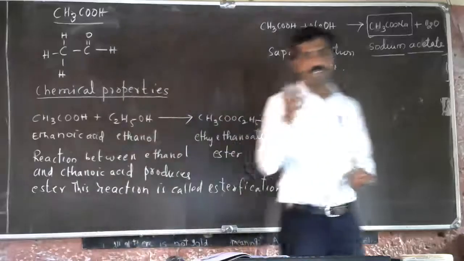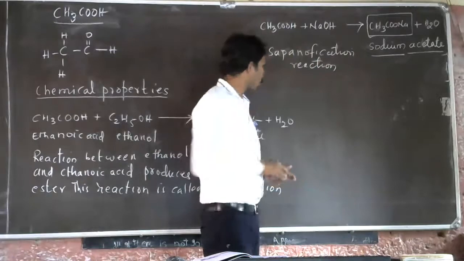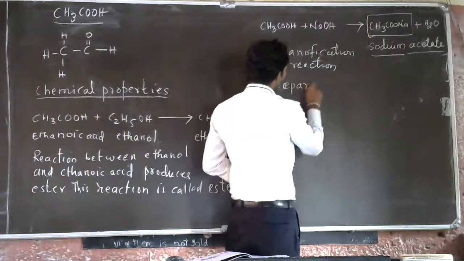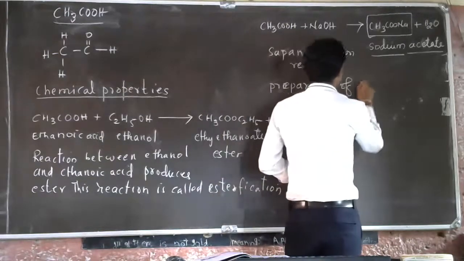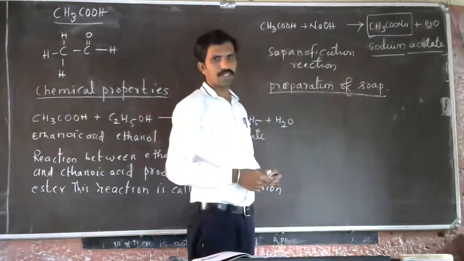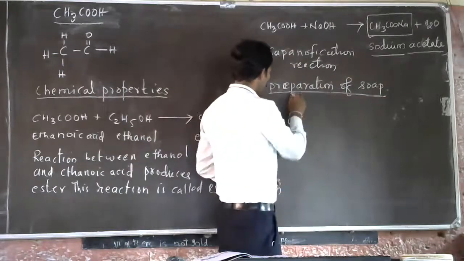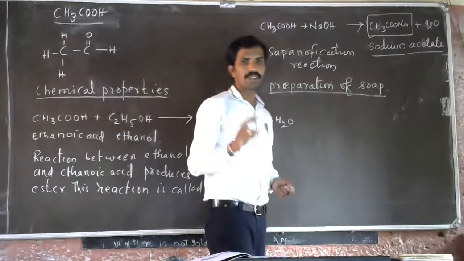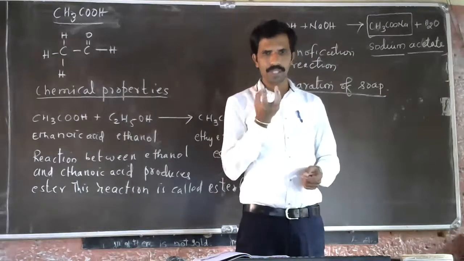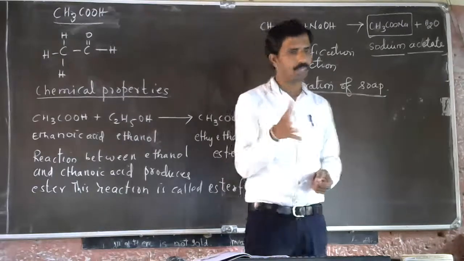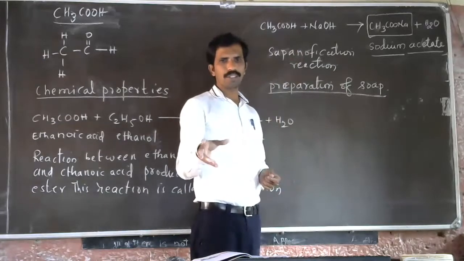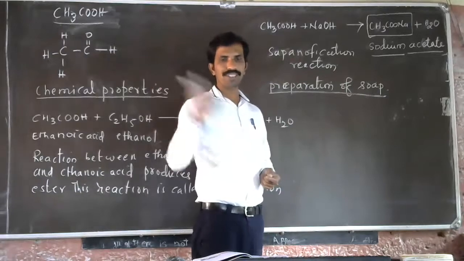So saponification means what? Saponification is nothing but the process of preparation of soap. So how is soap prepared? Soap is prepared by oil and NaOH. We heat it, and it produces two products: one is soap and one is glycerol.